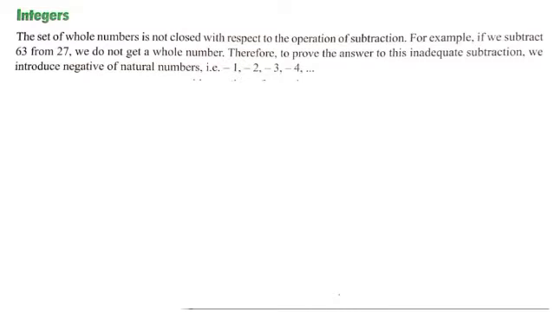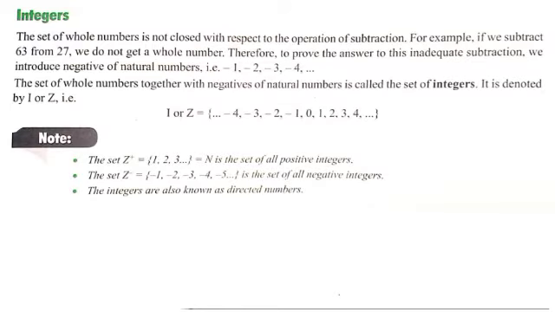Integers. The set of whole numbers is not closed with respect to the operation of subtraction. For example, if we subtract 63 from 27, we do not get a whole number. Therefore, to provide an answer to this subtraction, we introduce the negatives of the natural numbers, that is -1, -2, -3, -4, and so on. The set of whole numbers together with the negatives of natural numbers is called the integers. It is denoted by I or Z.